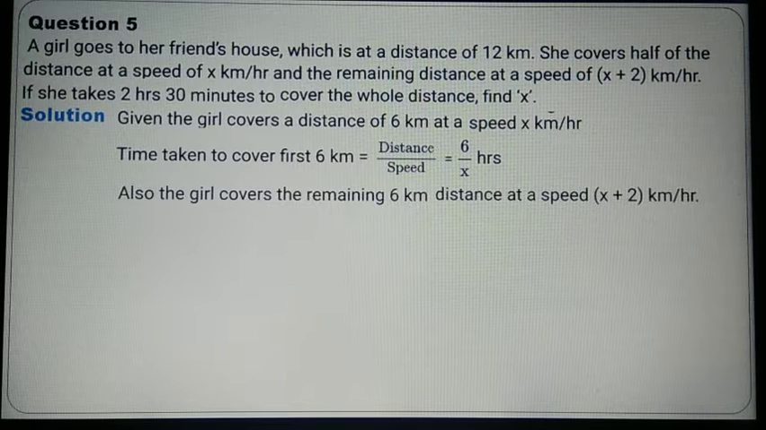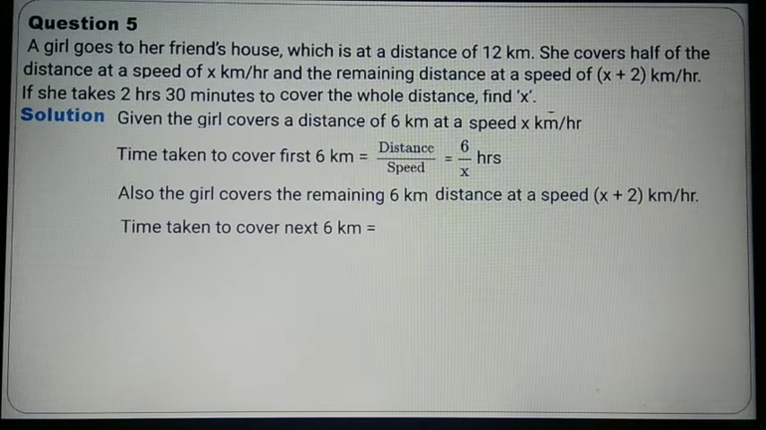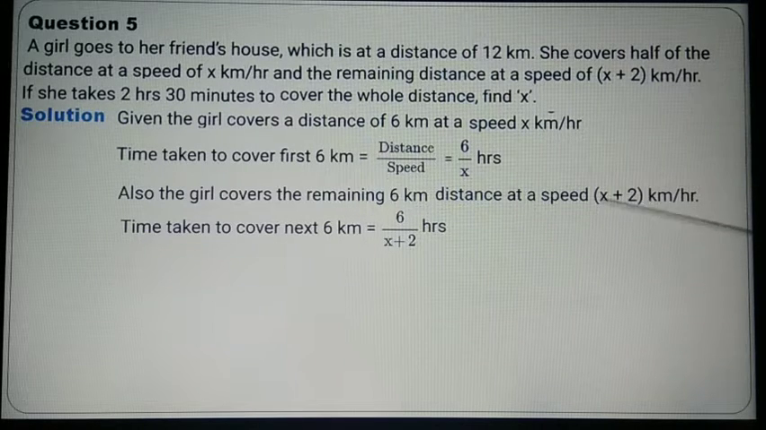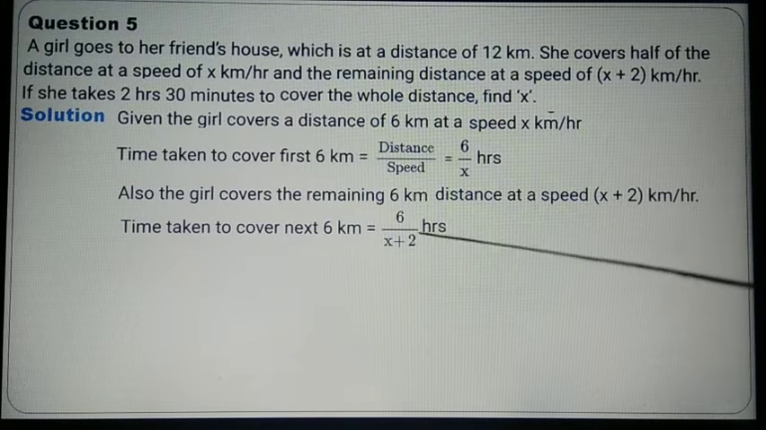Now similarly, the girl covers the remaining 6 kilometer distance at the speed of x plus 2 kilometer per hour according to the question. So the time taken to cover the next 6 kilometer will again be distance by speed, and this time distance is again 6 kilometer and speed is x plus 2. Is that clear? Now this is the time taken by the girl to cover half the distance, and the next half distance is covered in this time.